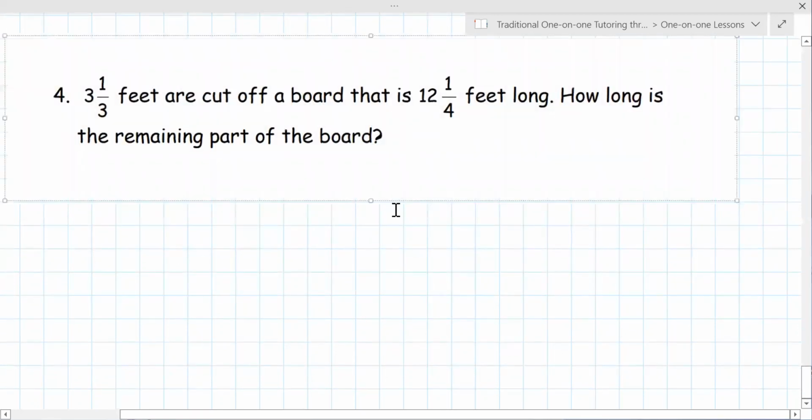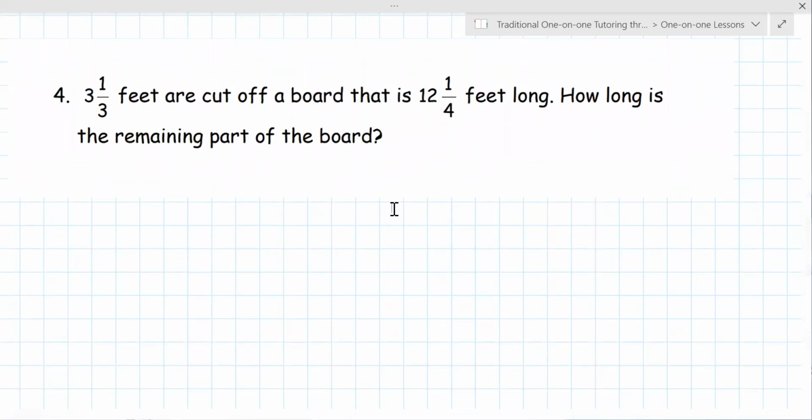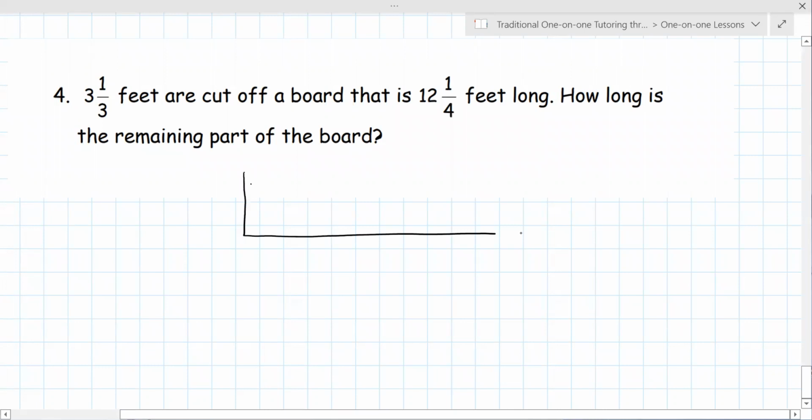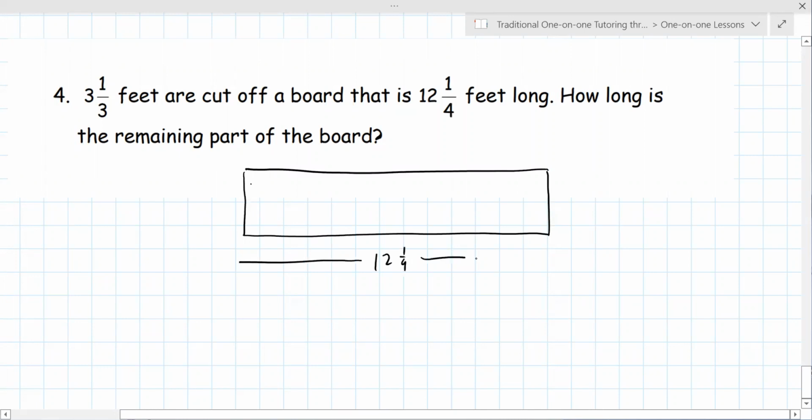All right. 3 1/3 feet are cut off a board that is 12 1/4 feet long. How long is the remaining part of the board? Sometimes a picture helps. The board is initially 12 1/4 feet long, and then they're cutting 3 1/3 feet.